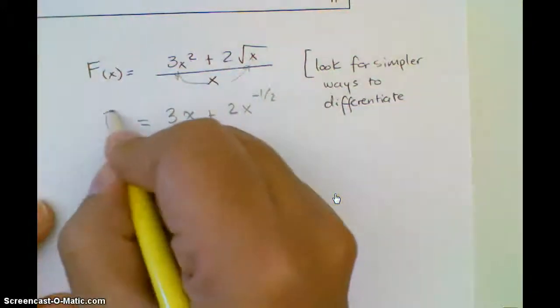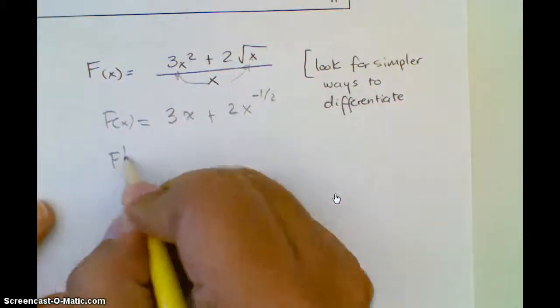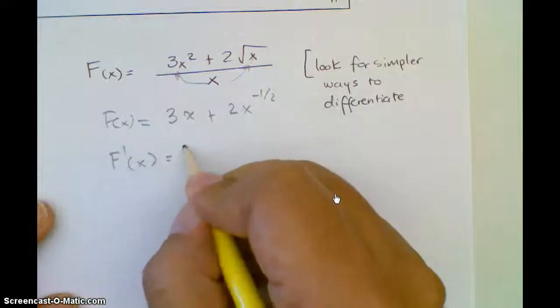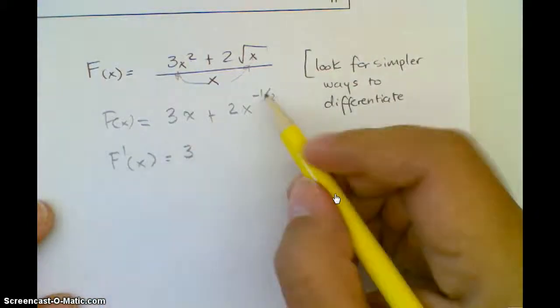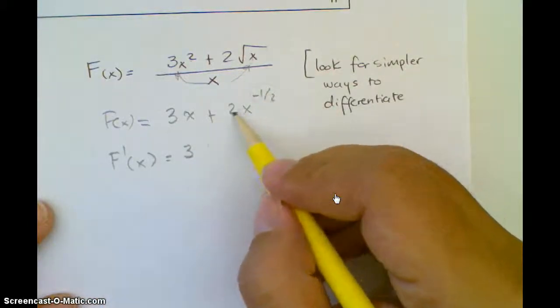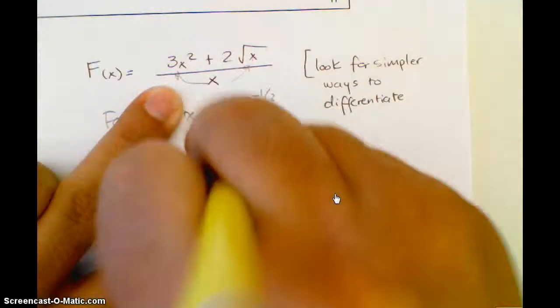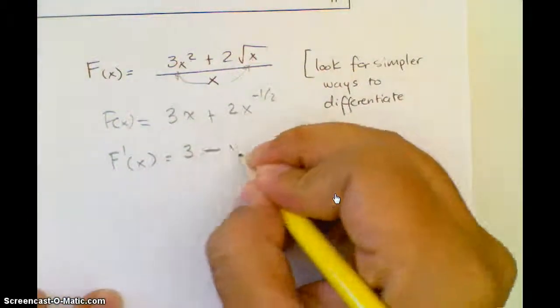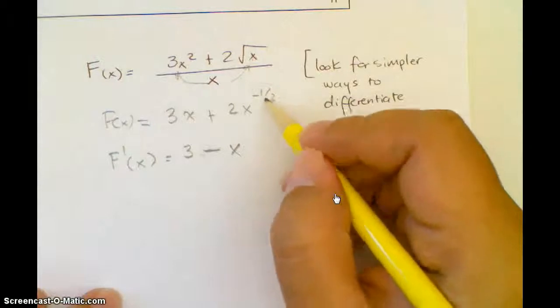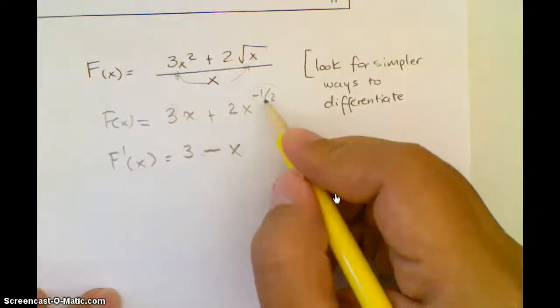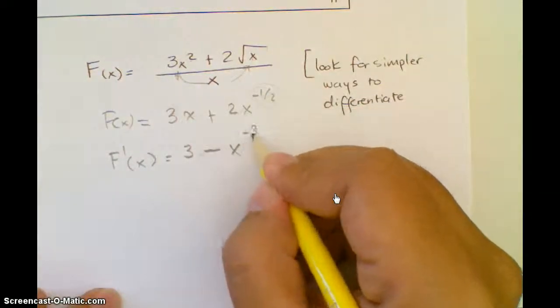And then I just apply the rule. f prime of x will be 3. Then this will be the new coefficient, times 2, will be negative 1, and just write minus x, and the new exponent is 1 less than this one, so negative 1/2 minus 1, negative 3/2.